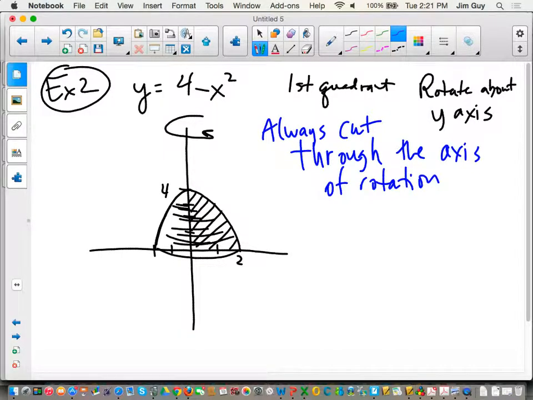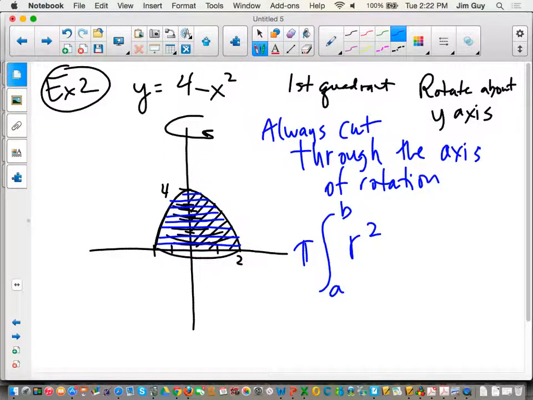Okay, always cut through the axis of rotation. So it's going around the y-axis, we're going to cut through the y-axis, we're going to end up with slices that go like that. This time, same story here though, pi, the integral, and we're going to go from, well, let's do it right out here. So from a to b of r squared.